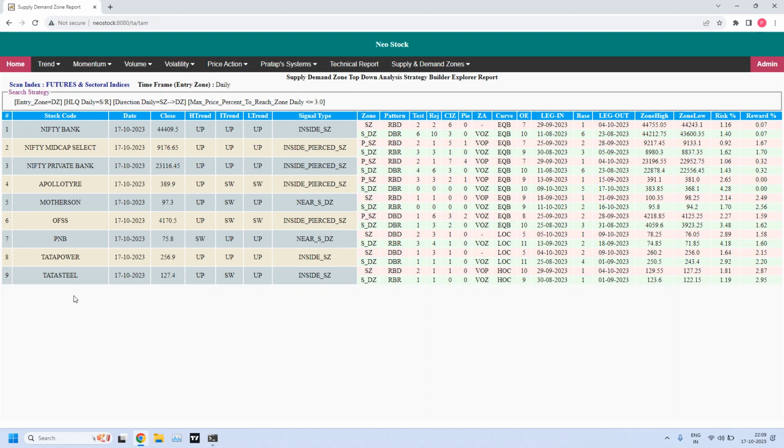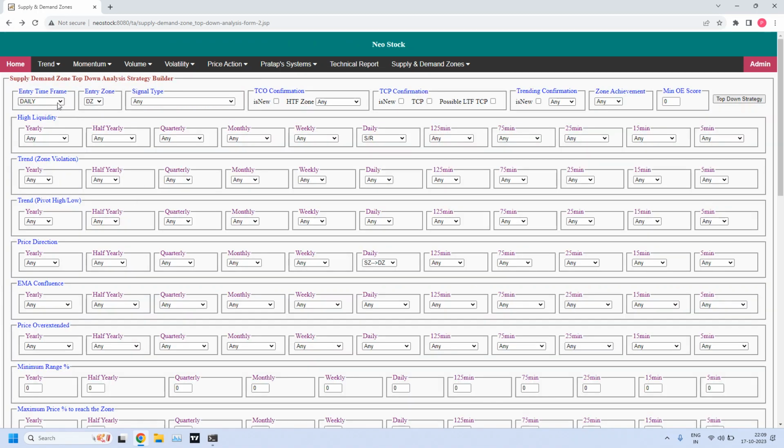Same strategy you can apply to supply zones as well. So let's go back. Now my entry zone, entry time frame is daily, but entry zone is supply zone. Instead of demand zone, now we change it to supply zone. You are looking for support resistance zones. And price direction this time should be changed to demand zone to supply zone, because we want our stocks before the supply zone. If it is before the supply zone, the direction should be from demand zone to supply zone. It should move.